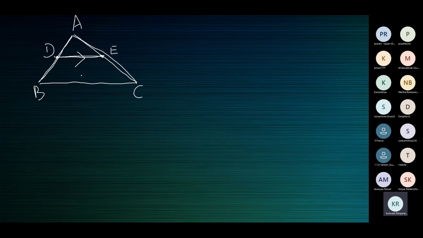So we need to prove that DE is parallel to BC. And we also need to prove that DE is equal to half of BC. DE is parallel to BC and the length of DE is equal to half the length of BC. So if BC is 12 centimeters, then DE will be 6 centimeters. We need to prove that.